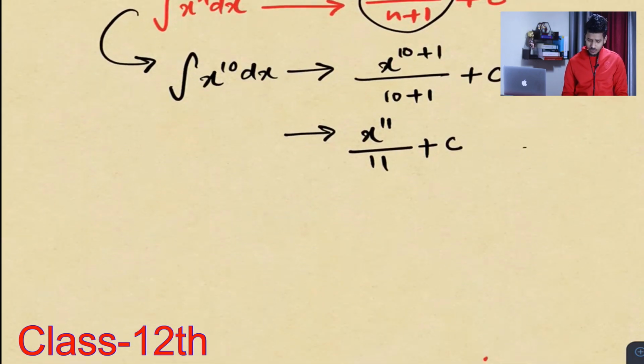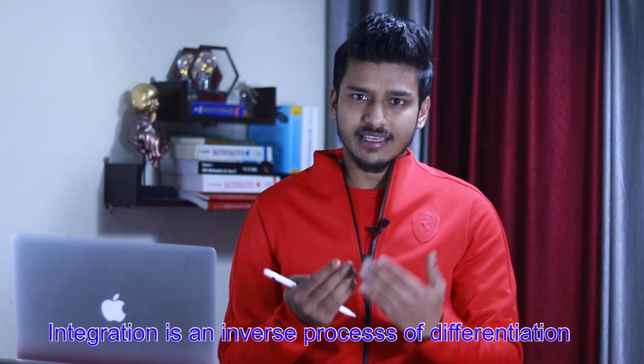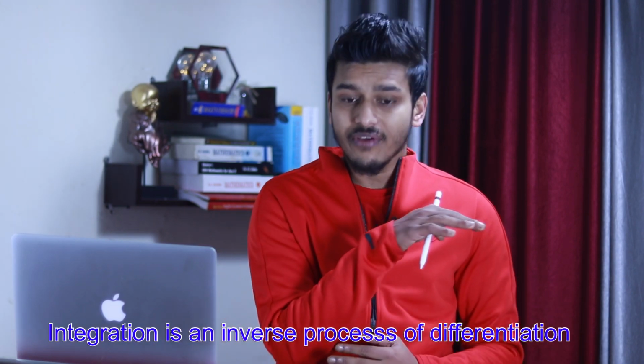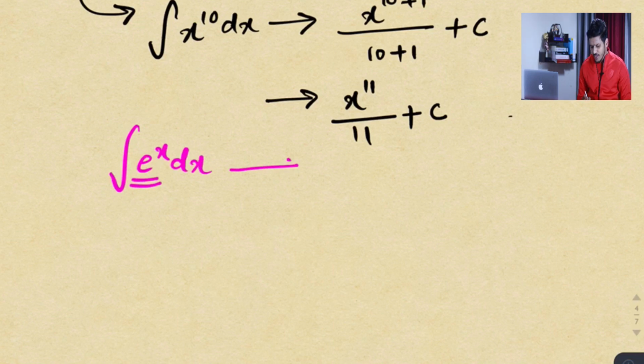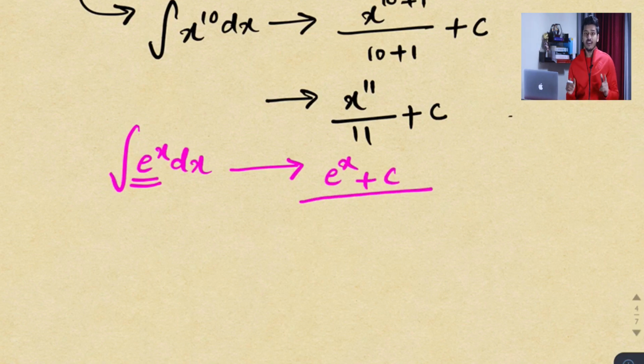Okay friends, the differentiation of e to power x is e to power x, and integral is basically antiderivative. So integration of e to power x dx will be, e to power x being an exponential function, e to power x plus c, because we are seeing here the indefinite integration. So integration of e to power x is e to power x.